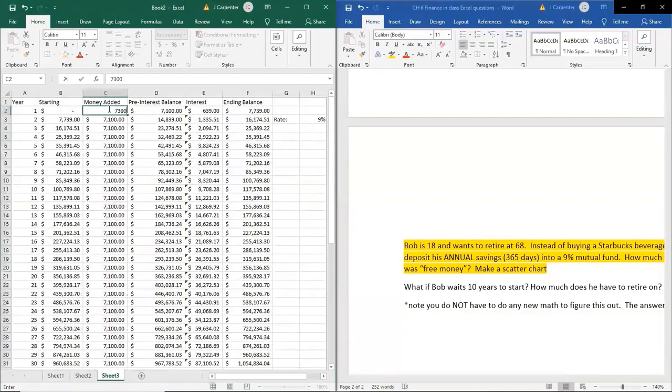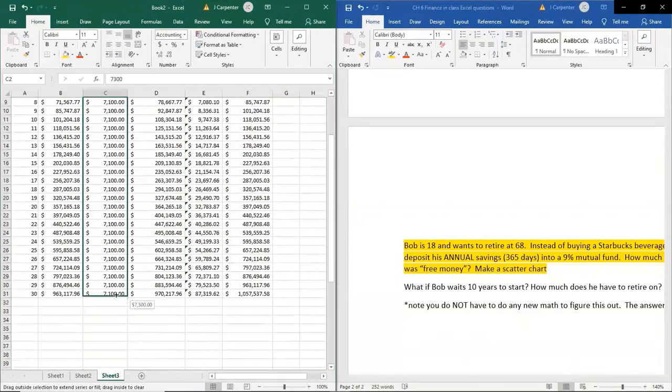73. Oops, that's not the fill handle. I'm rushing, slow is fast, fast is good. Close enough, 7,300. 7,300 divided by 365 is $20 a day, which in comparison to just 1 cup of coffee a day, that is 5.7 cups of coffee a day.